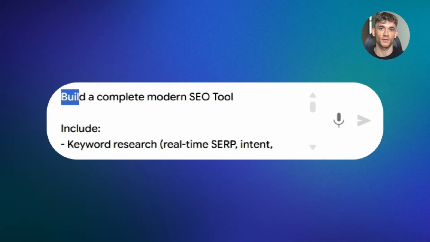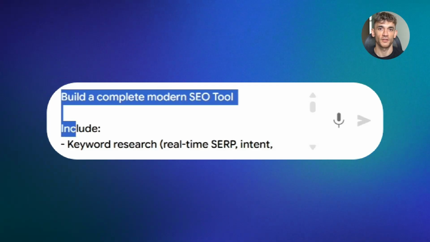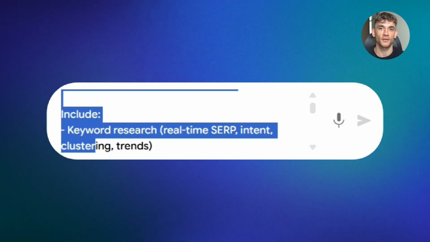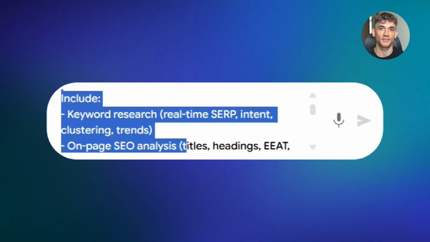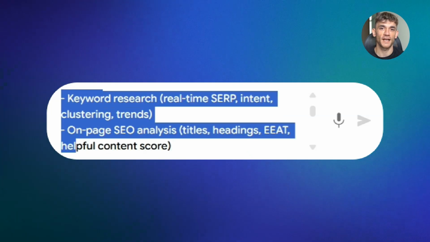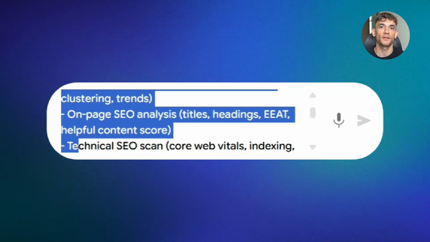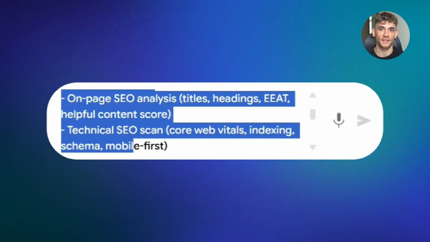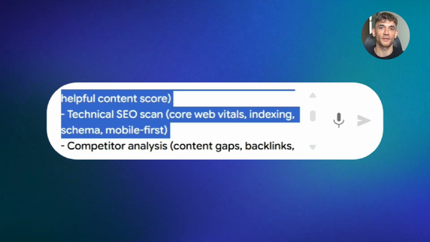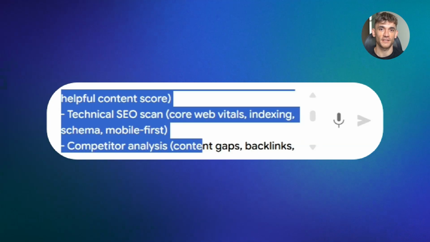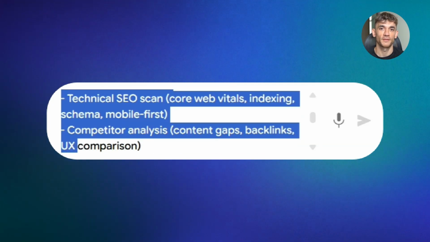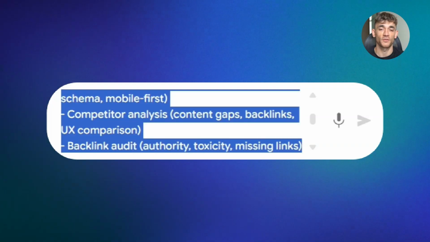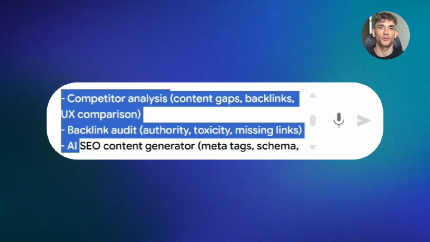Here it is. Build a complete modern SEO tool. Include keyword research with real-time SERP, intent detection, clustering and trends. Include on-page SEO analysis with titles, headings, EEAT, and helpful content scores. Include technical SEO scans covering core web vitals, indexing, schema, and mobile-first design. Include competitor analysis with content gaps, backlink comparison, and UX analysis. Include backlink audits, showing authority, toxicity, and missing link opportunities.